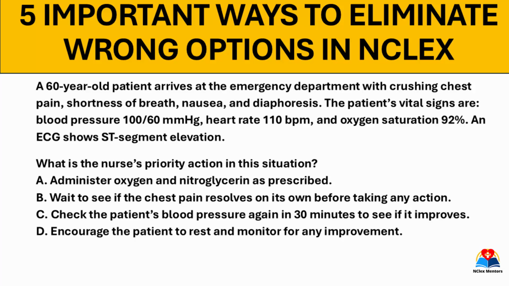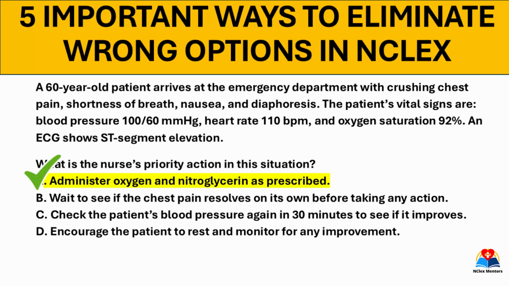The correct option is option: administer oxygen and nitroglycerin as prescribed. This is the appropriate action. The patient is showing signs of an acute myocardial infarction, heart attack, and immediate intervention with oxygen and nitroglycerin is critical to manage the situation. Wait to see if the chest pain resolves on its own before taking any action. This is not correct. Waiting is never appropriate in an emergency like a suspected heart attack. Delaying treatment could lead to irreversible heart damage or death.